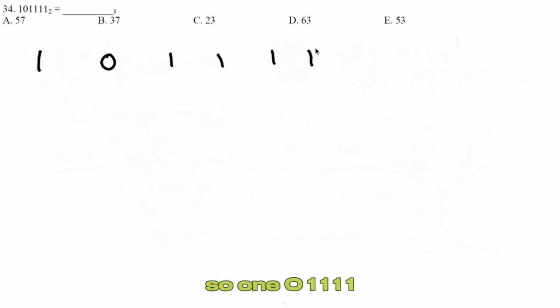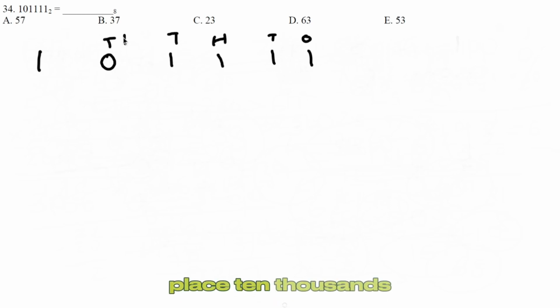101,111 base 2 equals what base 8? So we just have to convert this base 2 number to a base 10 and convert that base 10 number to a base 8. Let's do it. So 1, 0, 1, 1, 1, 1. So this is the ones place, tens place, hundreds place, thousands place, 10,000s, and 100,000s.